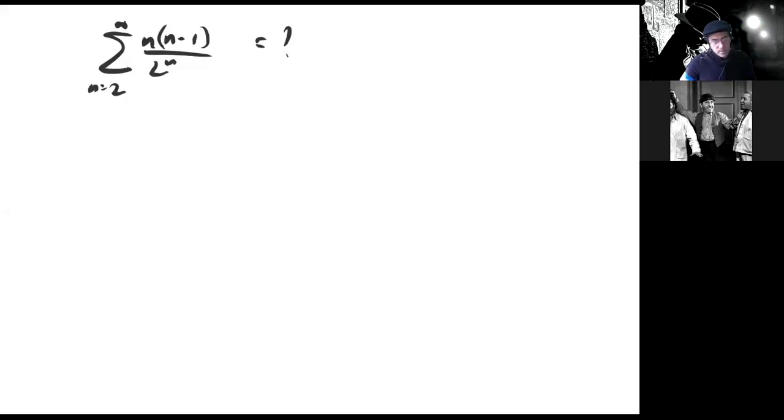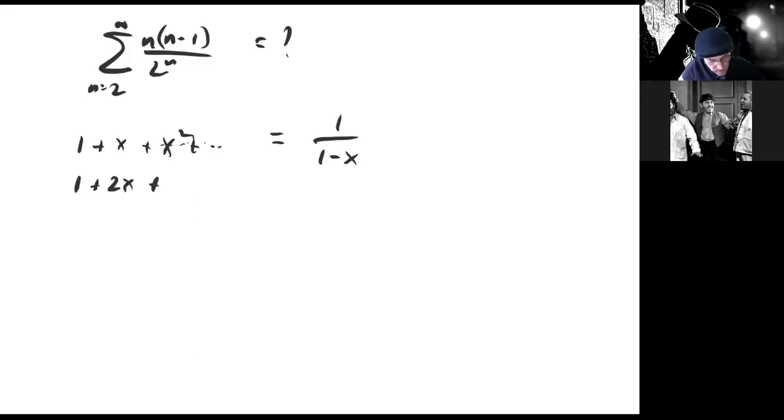Okay, so I want to compute this sum, and I'm going to do it like I did the previous sum. So first of all, let's recall that when you sum up powers of x, 1 plus x plus x squared plus dot dot dot, it's 1 over 1 minus x. That's the geometric series. If we differentiate both sides, you get 1 plus 2x plus 3x squared and so on, dot dot dot, is 1 over (1 minus x) squared.